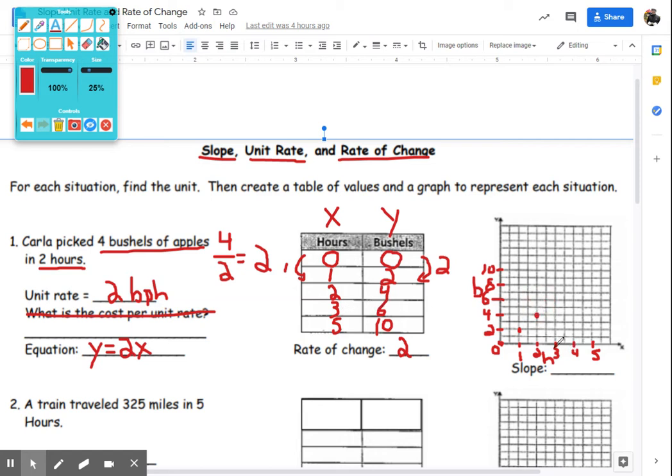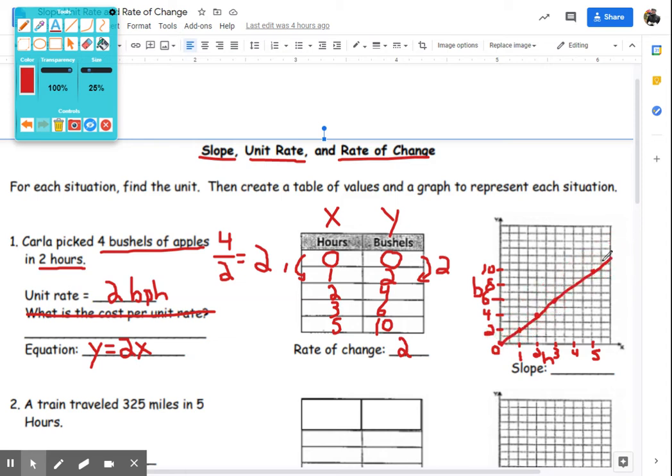3 hours, we're at 6. So 3 and 6. And then 5 and 10. So I'm going to go down to 5, go up to 10, and then just connect my dots to create my line.